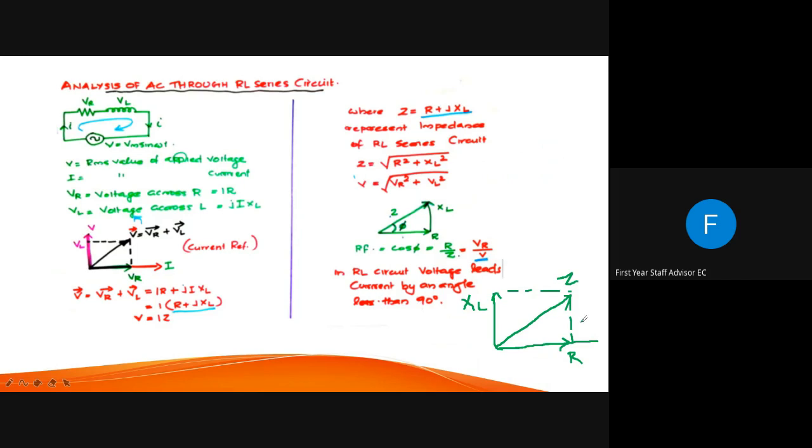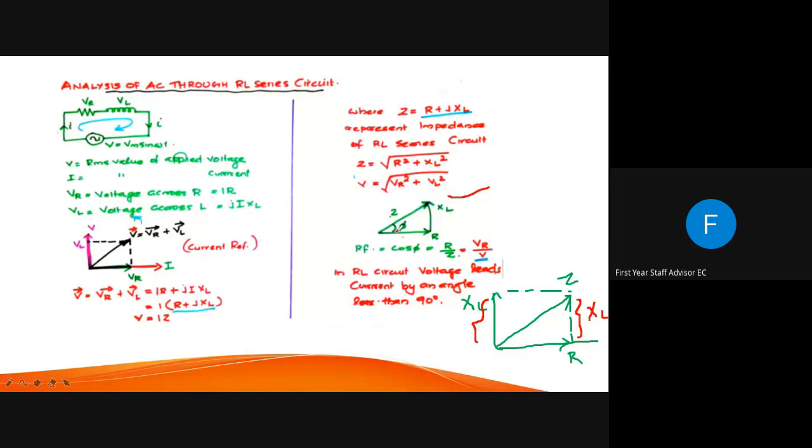Now, if I draw the power triangle, this length and this length are the same, so I can say that this is XL. So I can draw the triangle like this: R, XL, Z.